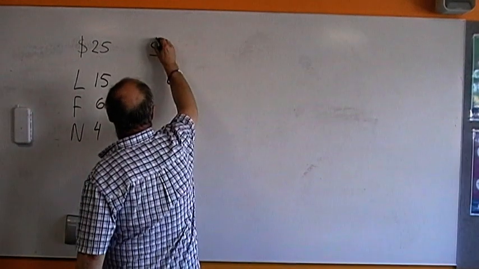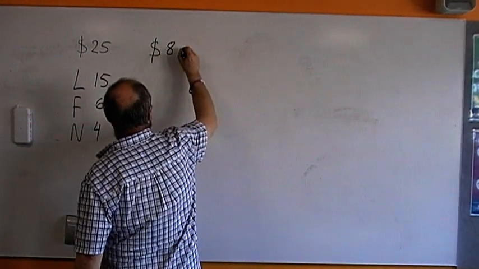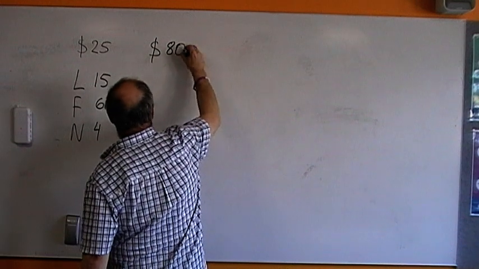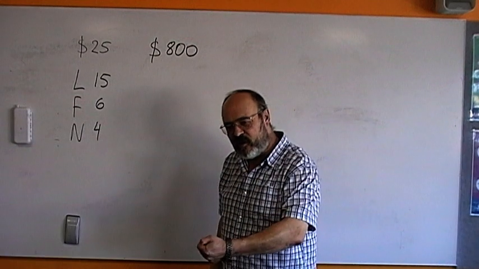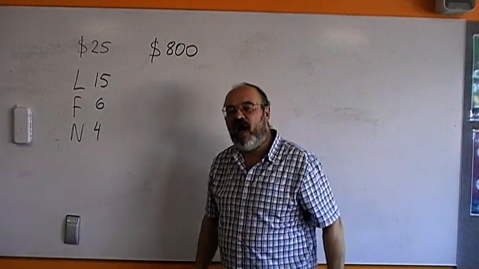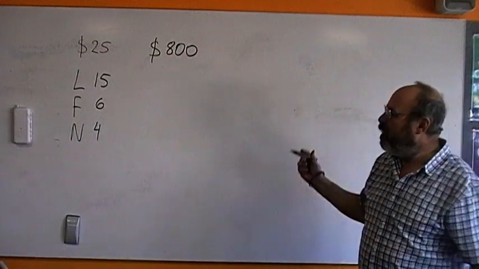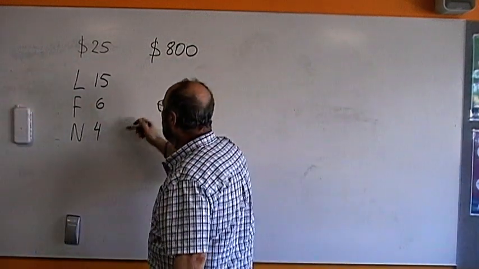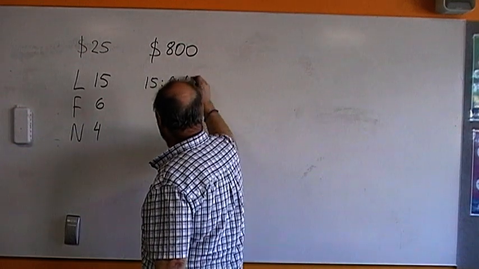They won, let's say, $800. Now, how should they divide their winnings? The ratio is 15 to 6 to 4.